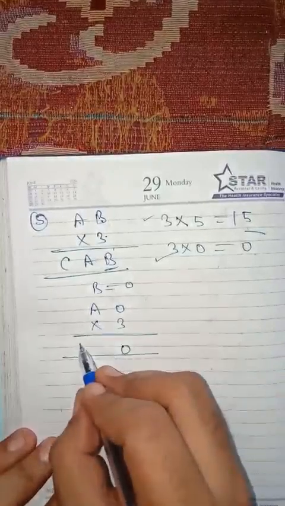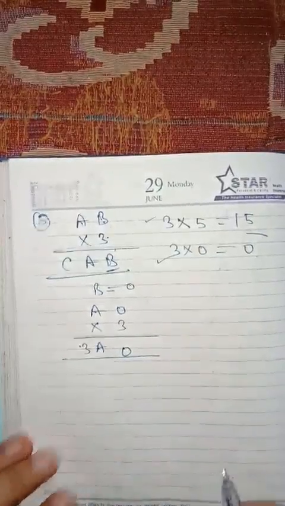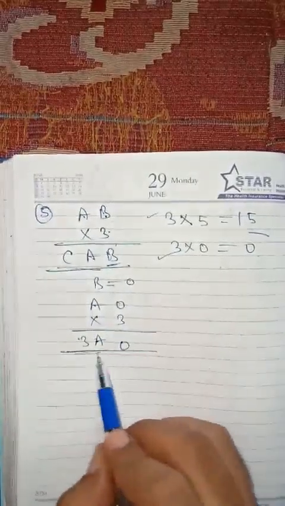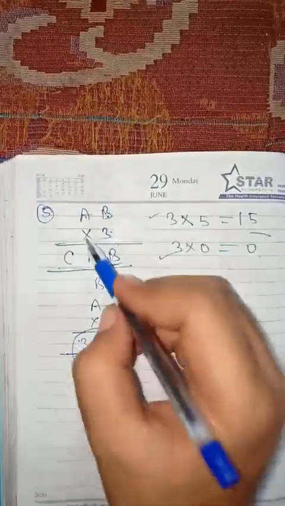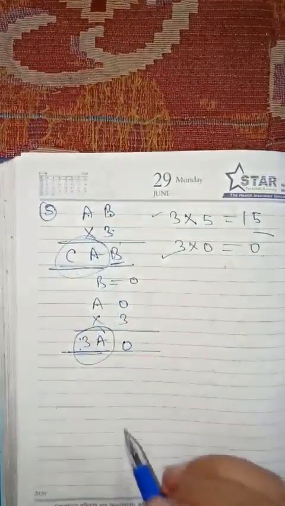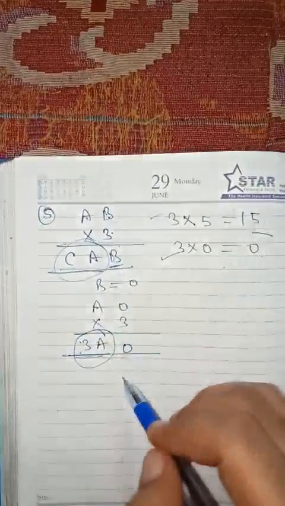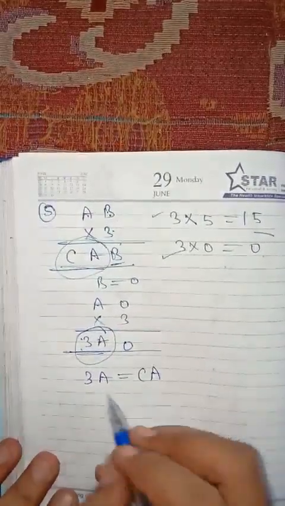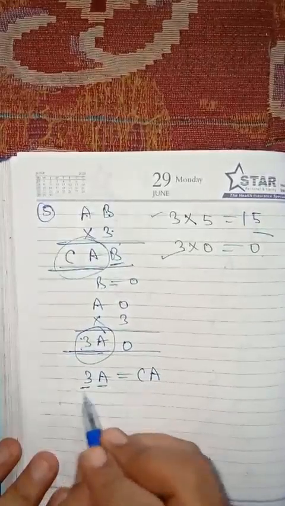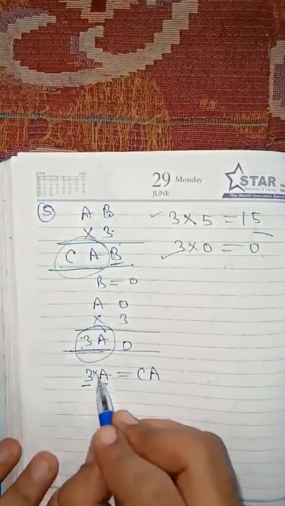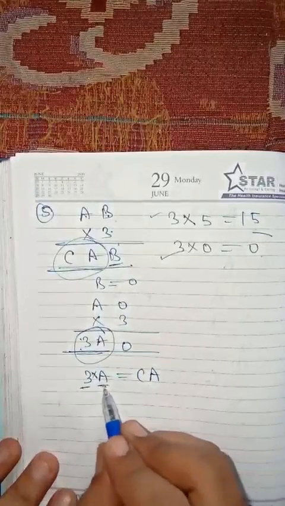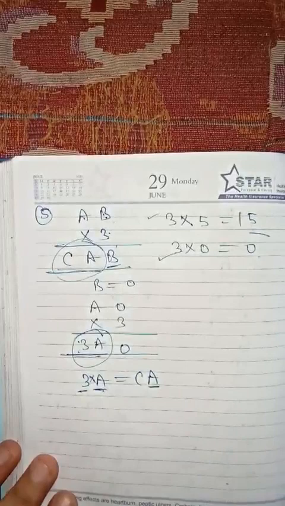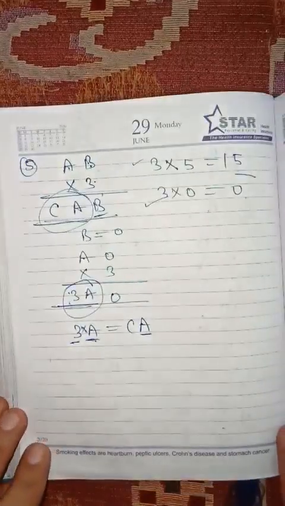3 into A is 3A. Students, we now have 3A and CA. Both should be equal. Why should both be equal? Because this is according to our condition. So 3A should be equal to CA. Again, which number multiplied by 3 gives the same digit in the unit place, because 3 and A are being multiplied?